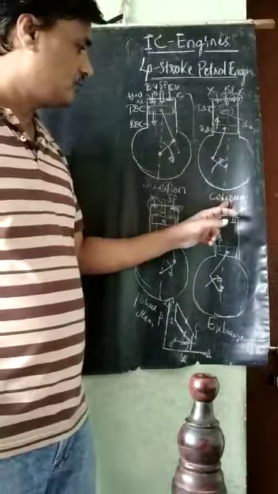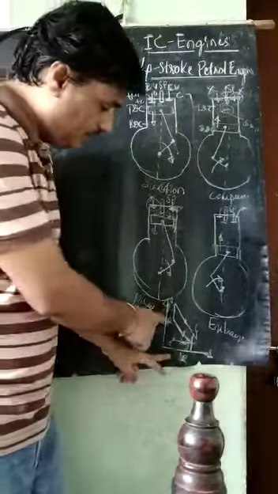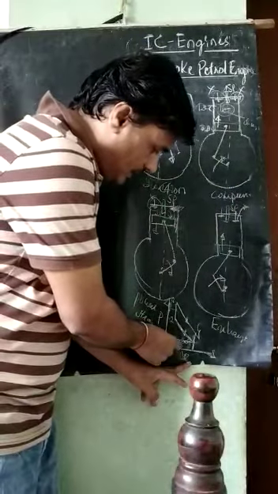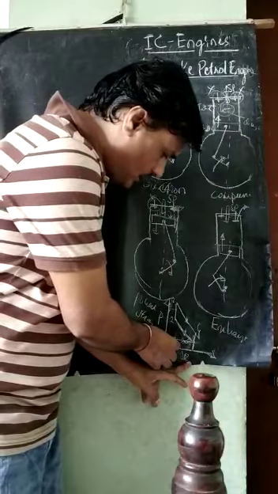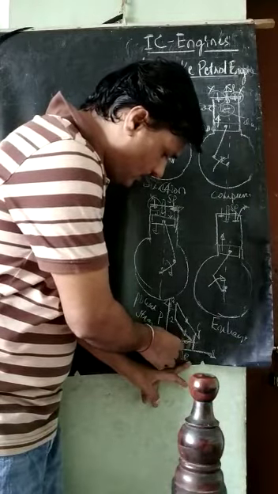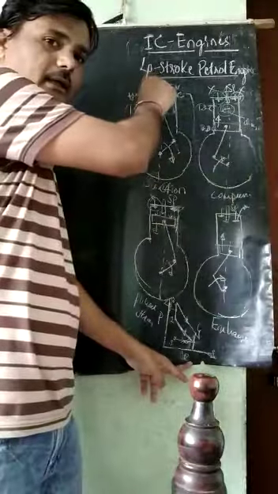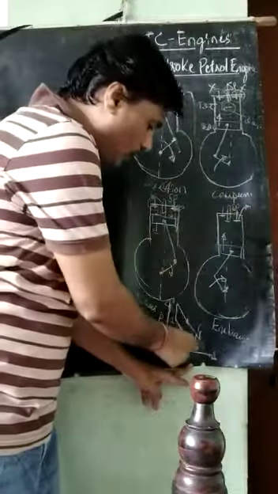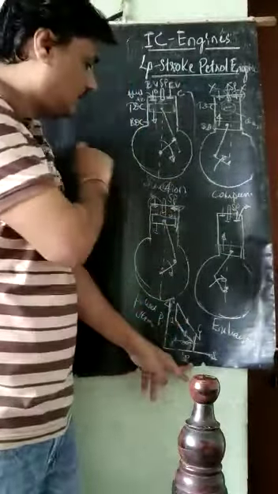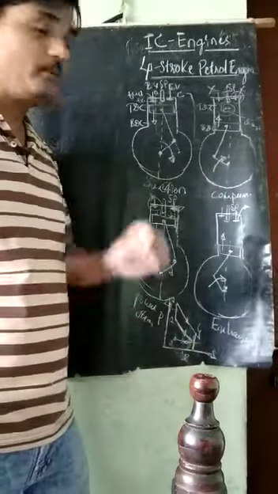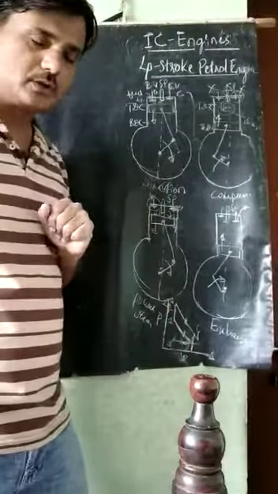The next stroke is the compression stroke. In the PV diagram, it is shown here. The process 1 to 2 is where the fuel and air are coming in, the suction stroke.